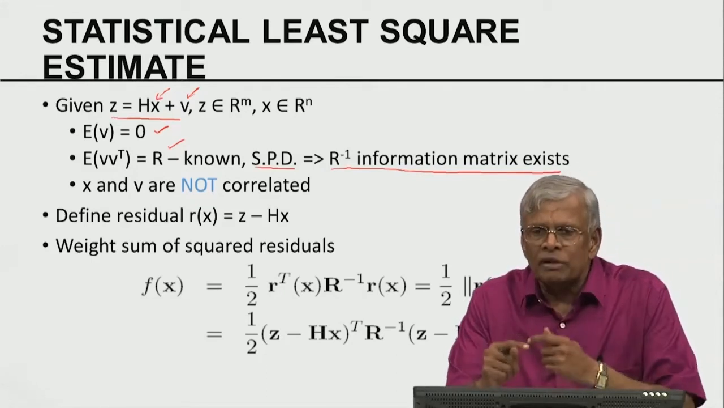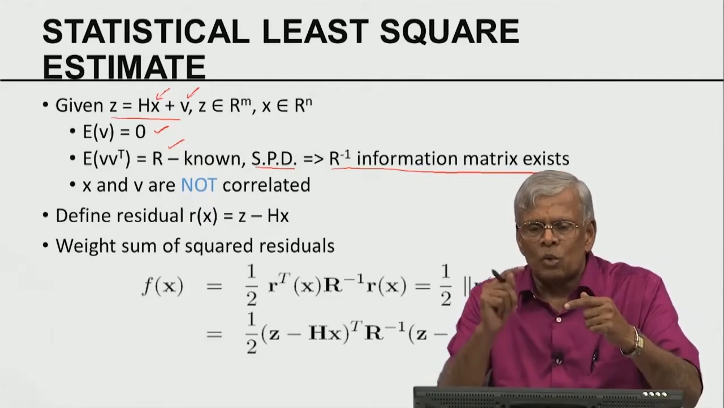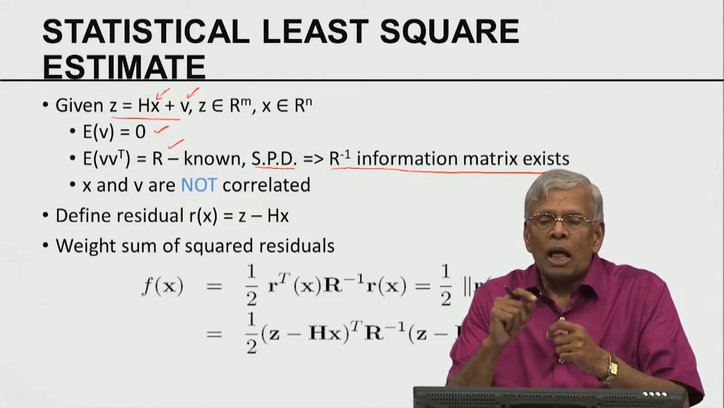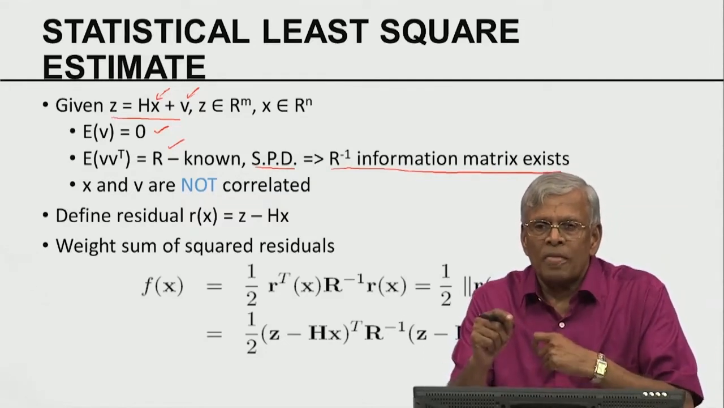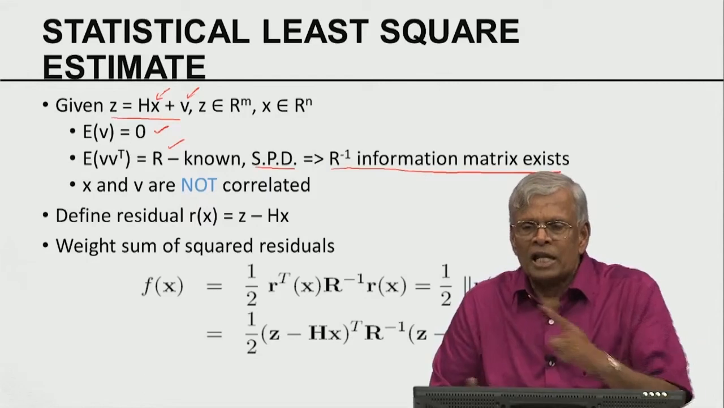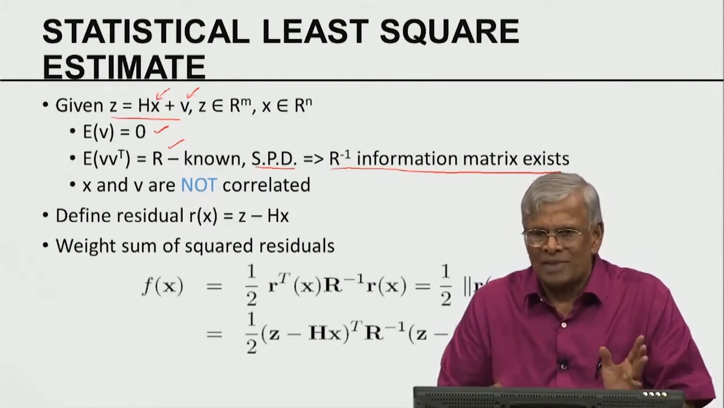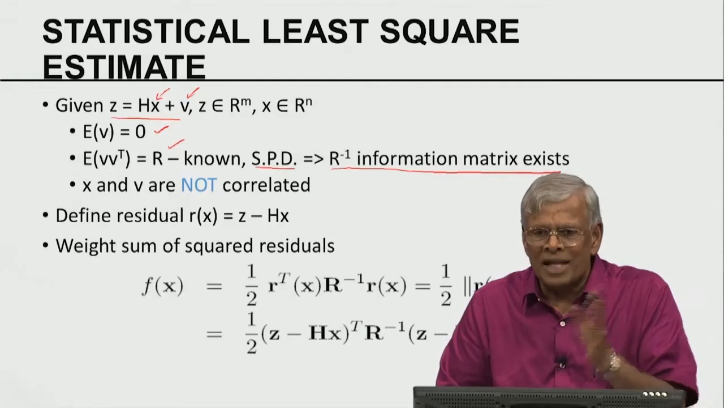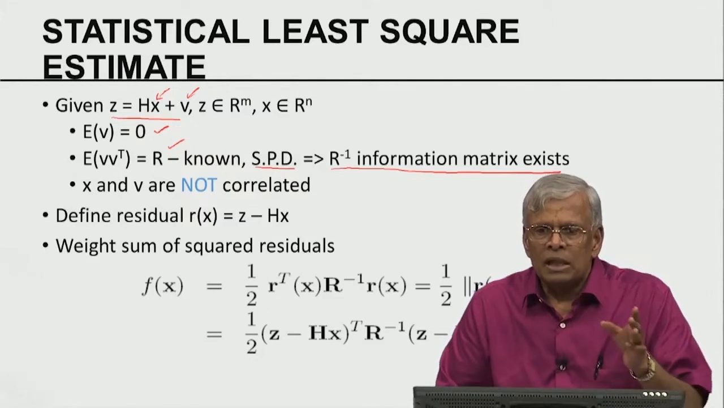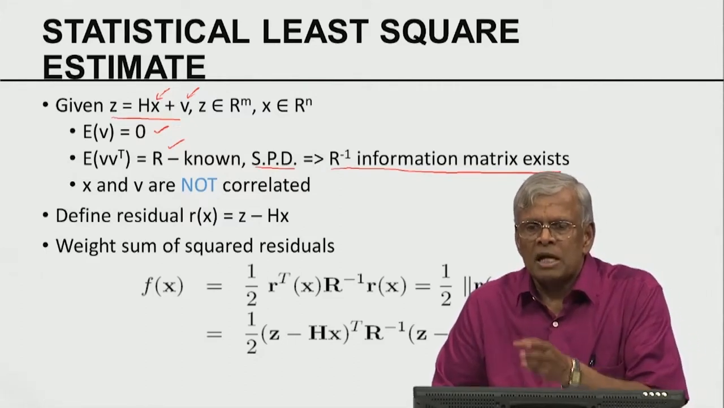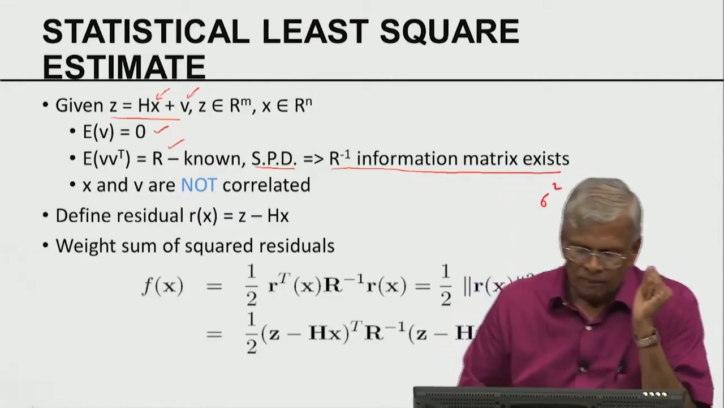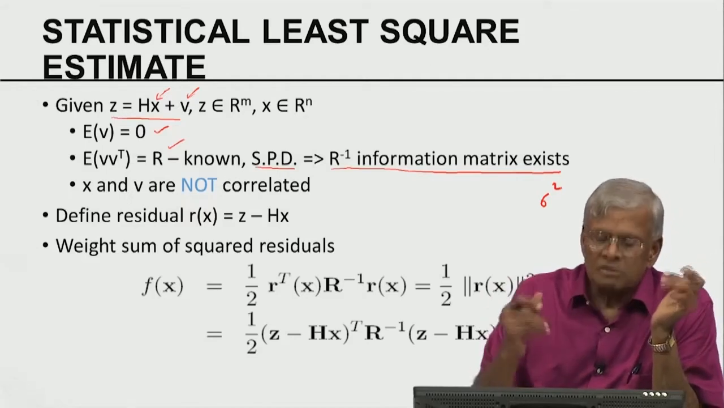So the inverse of the variance: if sigma square is large, 1 over sigma square is very small. If sigma square is small, 1 over sigma square is large. Therefore, the inverse of variance is called information. They are inversely related; one is the reciprocal of the other. So larger variance means less information, and smaller variance means more information. We don't simply say inverse of a covariance matrix; another name for it is information matrix. So if R is SPD, the information matrix exists.